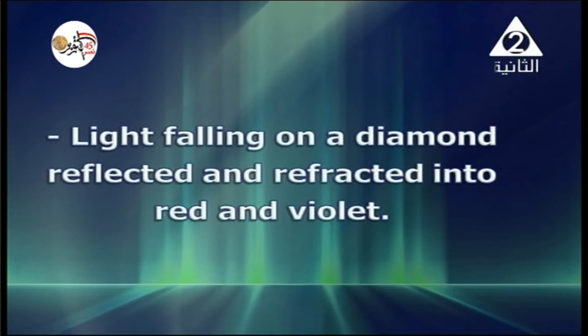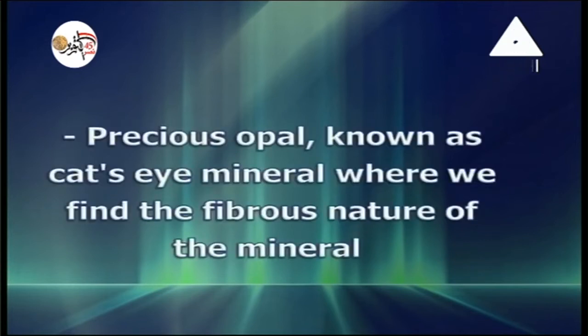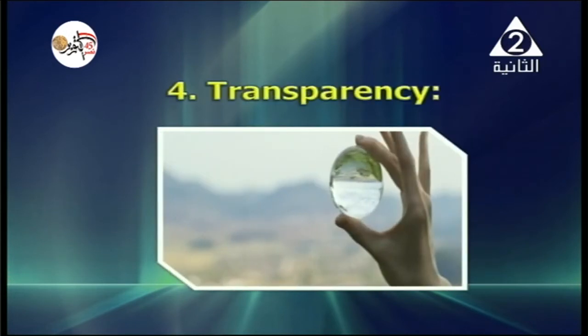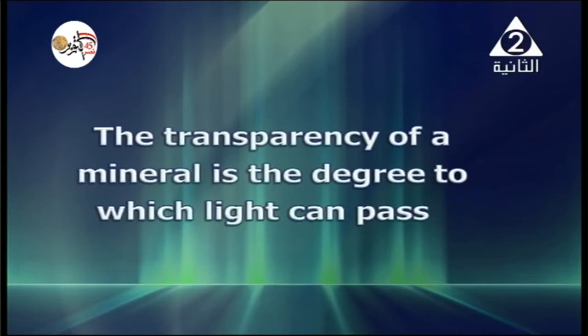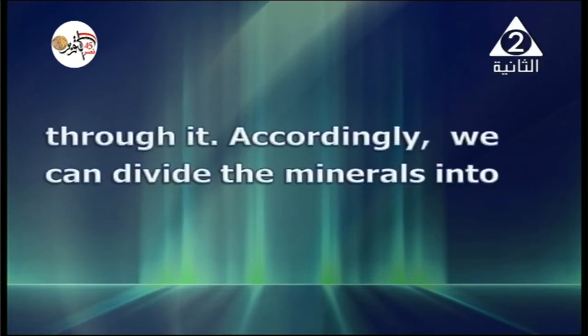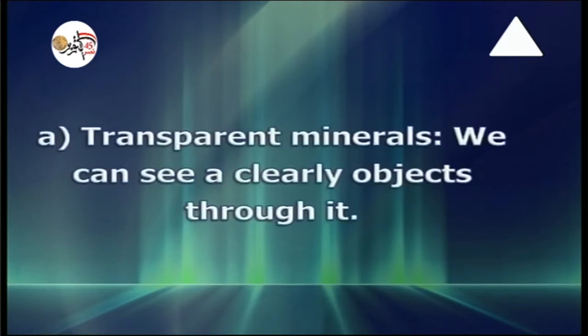Light falling on diamond is reflected and refracted into red and violet colors. Precious opal, also known as the cat's eye mineral, where we find the fibrous nature of the mineral. Transparency. The transparency of a mineral is the degree to which light can pass. Accordingly, we can divide minerals into transparent minerals, where we can see the other side from the mineral to other objects.